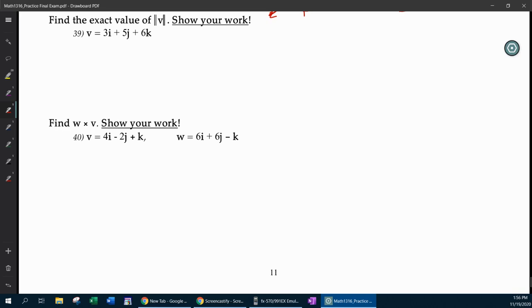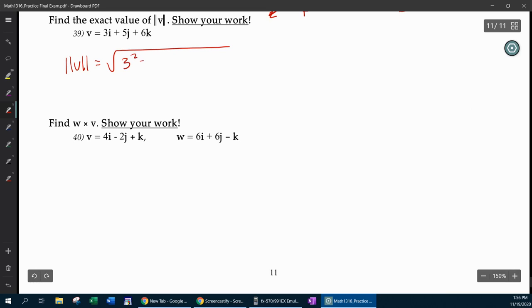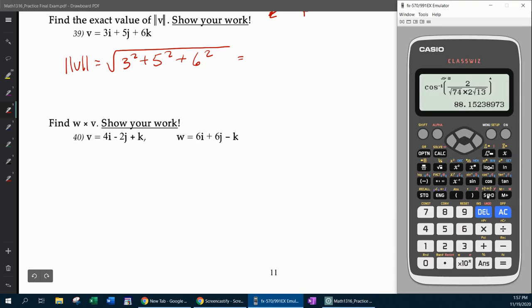Next, 39, find the exact value. They want the magnitude, and this is a three-dimensional vector. So the magnitude of a three-dimensional vector is going to be the square root of a squared plus b squared plus c squared. And then from there, we can use the calculator. So again, this is pretty straightforward, pretty easy problem here. Square root of 70, and that will be simplest radical form.